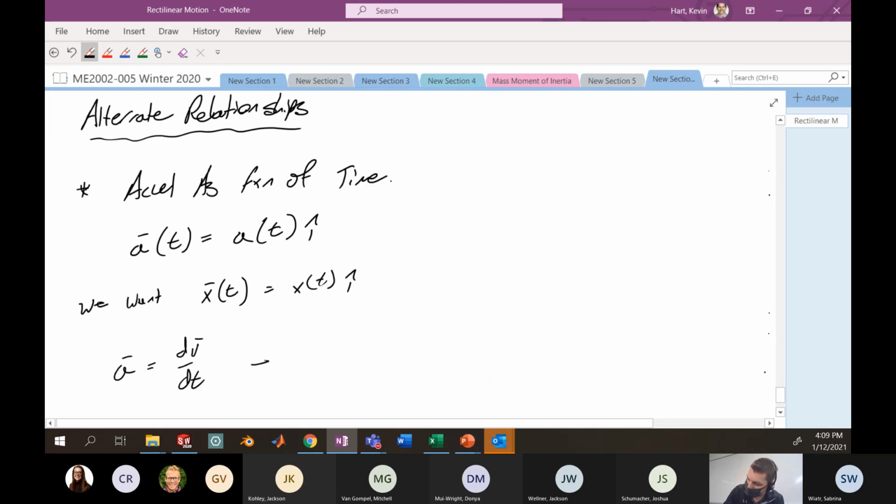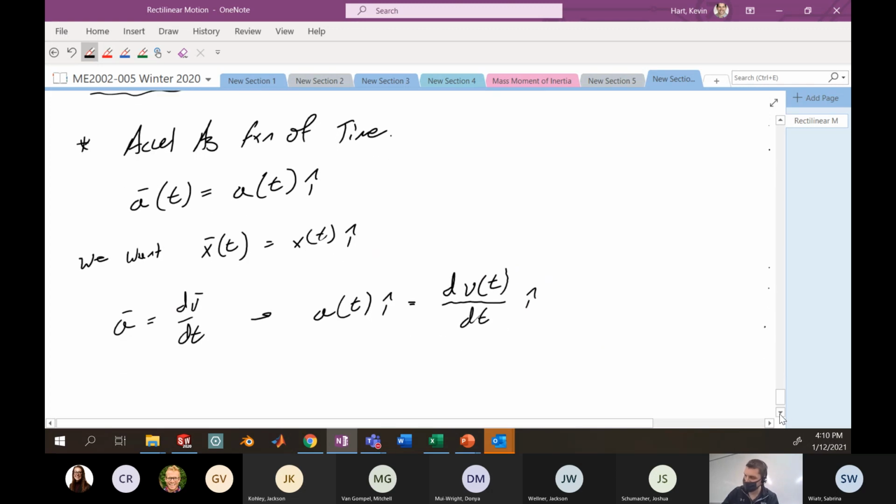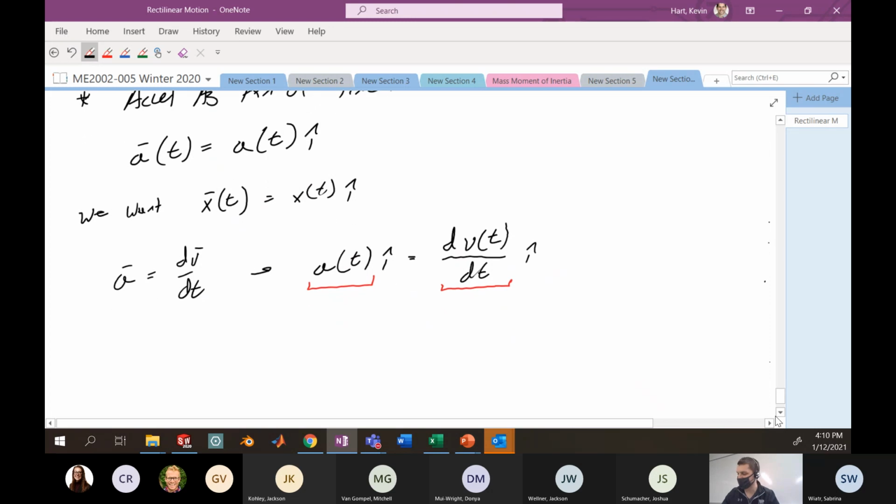Or if we're particular about this, acceleration as a function of time in I hat is the derivative of the velocity as a function of time in the I hat. Or if we're just dropping vector notation now, we're more interested in these magnitude relationships. I know it seems a little redundant to write vector form and then go to the scalar form, but when we're talking in 2 and 3 dimensions, this is going to be an important consideration. So I'm just getting you primed for that right now.